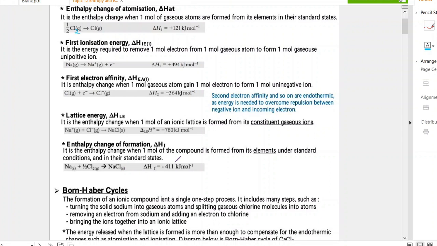So if this is exothermic, this is thermodynamically feasible. This will occur at room temperature. We do not have to put in energy for them to react from this. This will naturally occur. Formation of sodium chloride or table salt will naturally occur because this is exothermic.